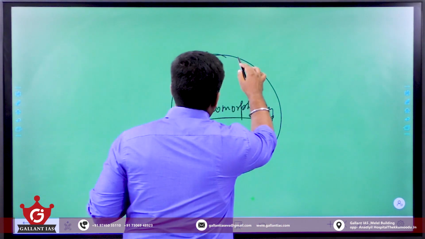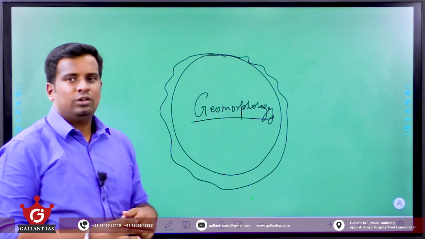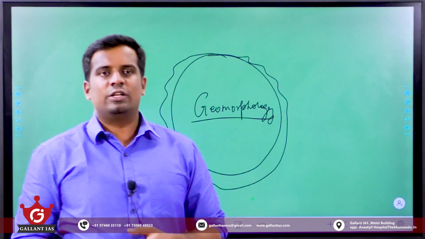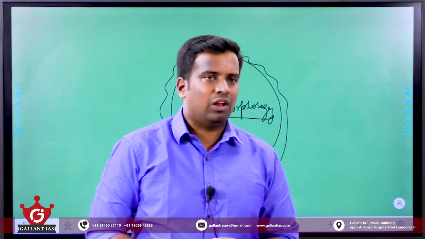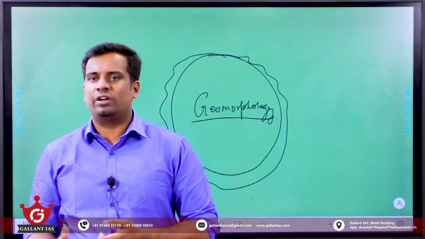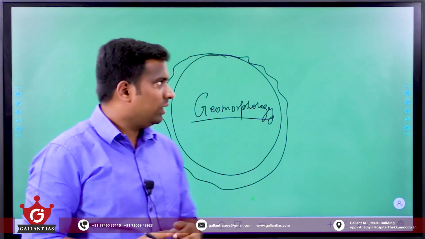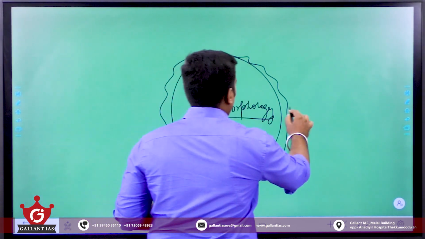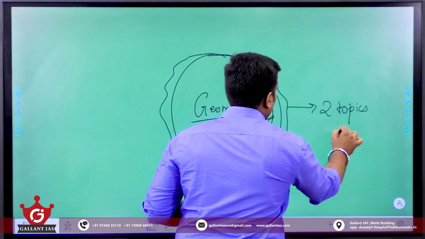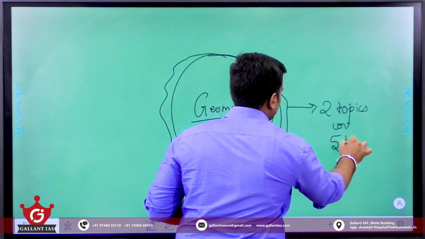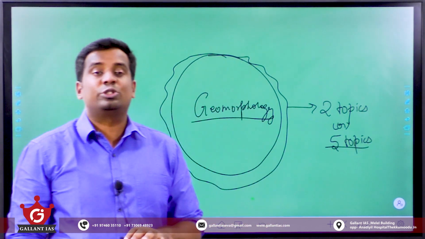After geomorphology is done, you have oceans or oceanography. That is all those topics related to waves, tides, continental shelf, ocean current, ocean drift, streams. You know that, right? Very simple. Why? Only two topics I had. Like two major topics are there. Two or maybe five if I have to break it into large. Very less topics in oceanography.